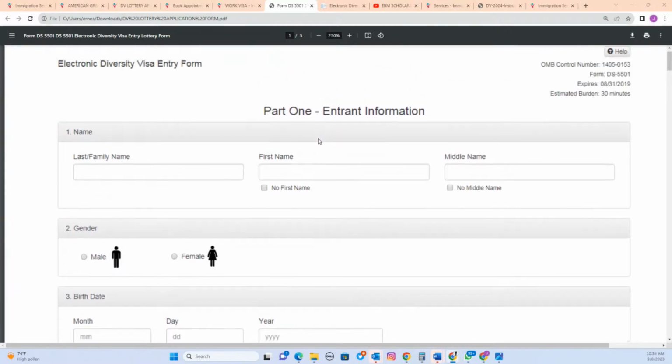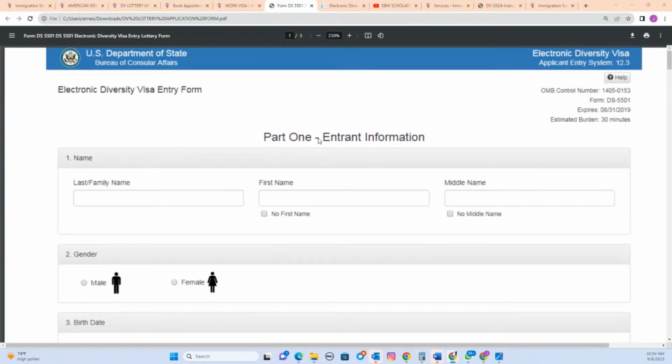In order to fill this form, there are a few things we should note. Number one, there are no documents needed to do the application. Yes, you need to make sure that certain information is correct, but there is no uploading of any documents. The exception is the DV lottery photo, which we'll talk about.